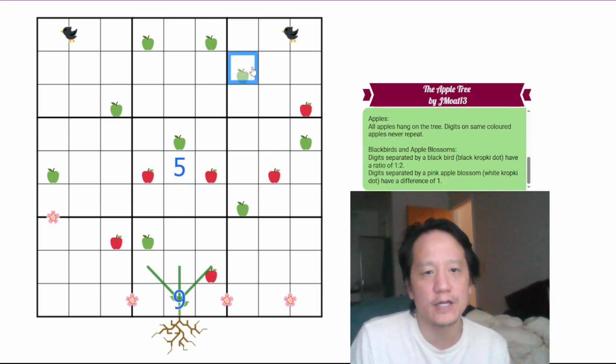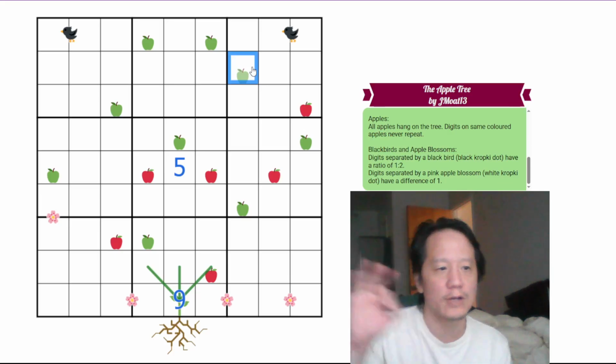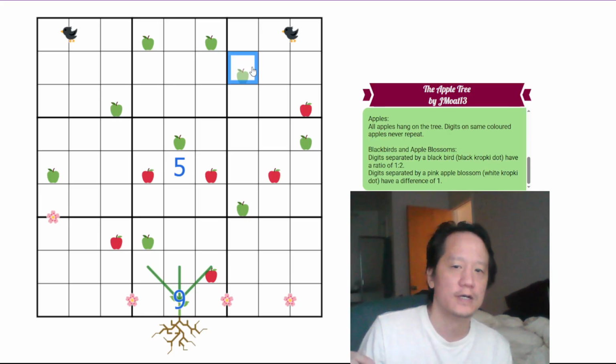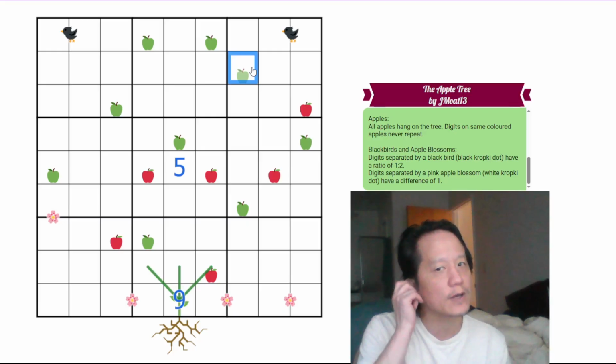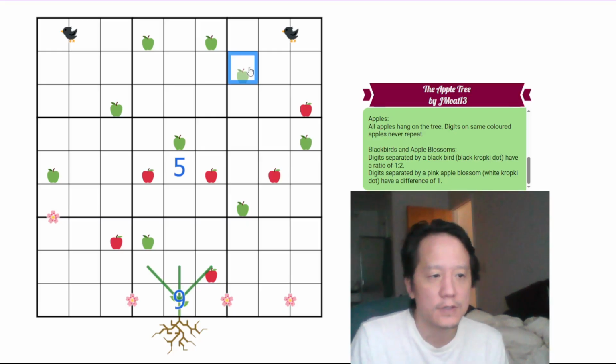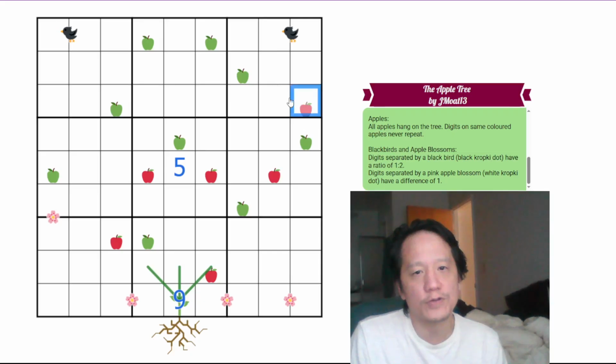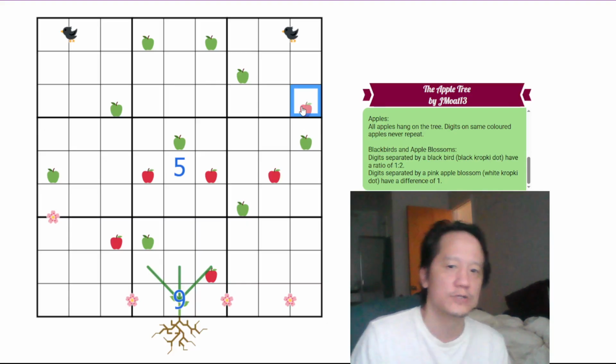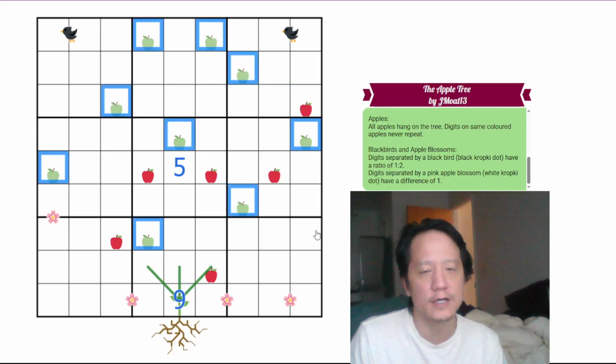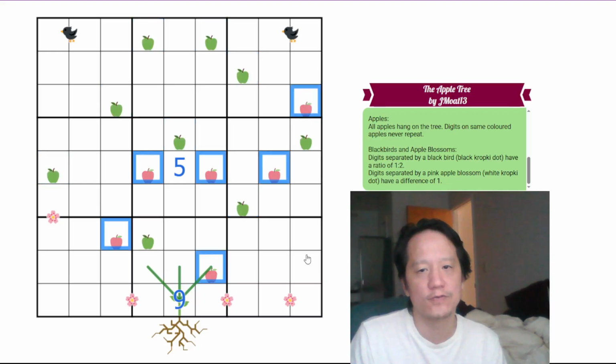So, in the apple bush, it was all apples cannot repeat. You can't have repeats in the same colored apples. But for this one, all digits in the same colored apples can never repeat. So all green apples cannot have a repeat, and all red apples cannot have a repeat.